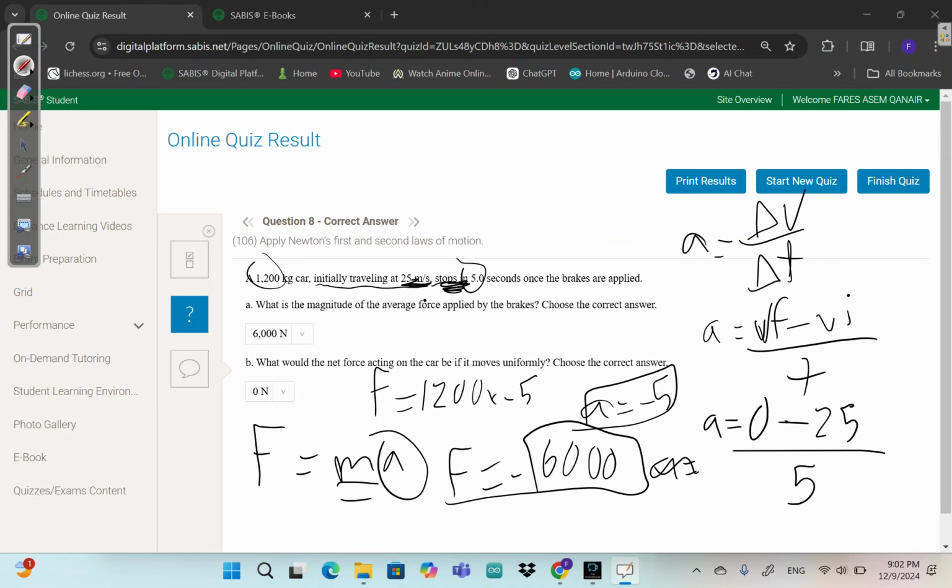Okay, but now in the question they told us that they want the magnitude, just the magnitude without the direction. So negative or positive is usually for direction. So magnitude is just the number alone. So our magnitude is 6,000 newtons. So that's it for part A.